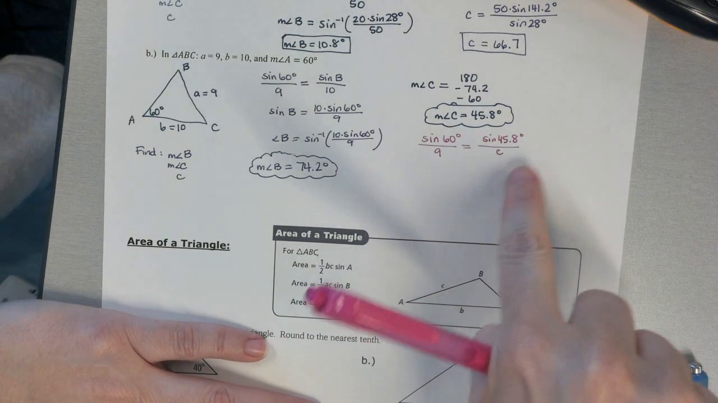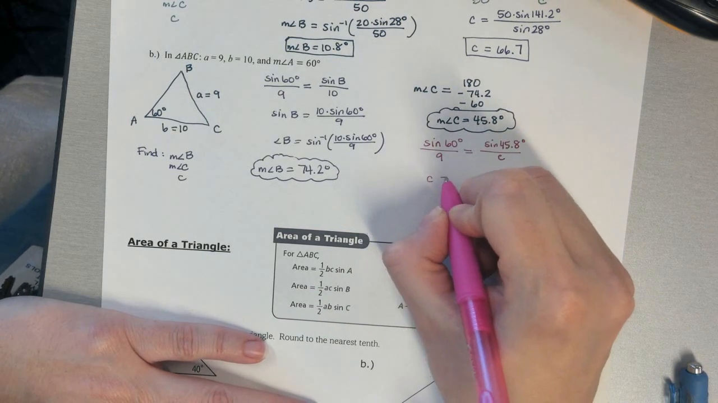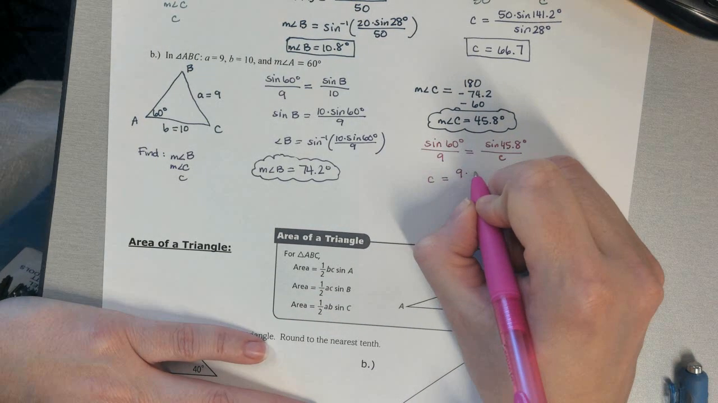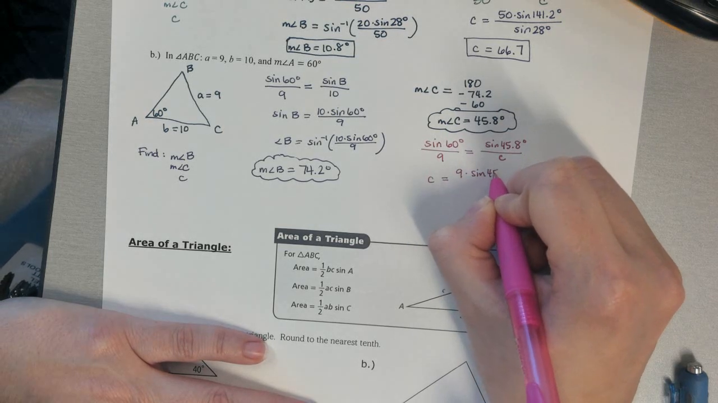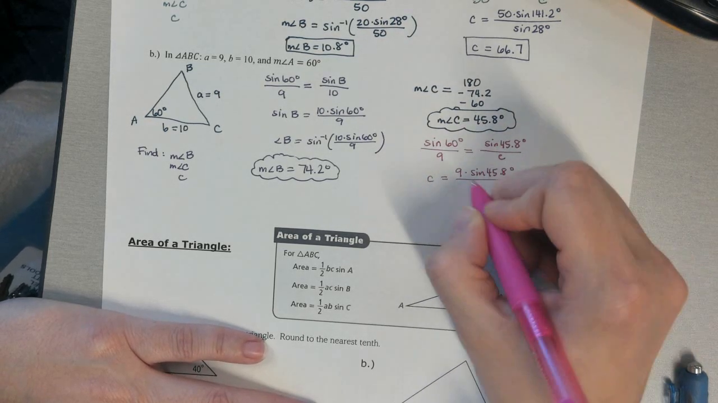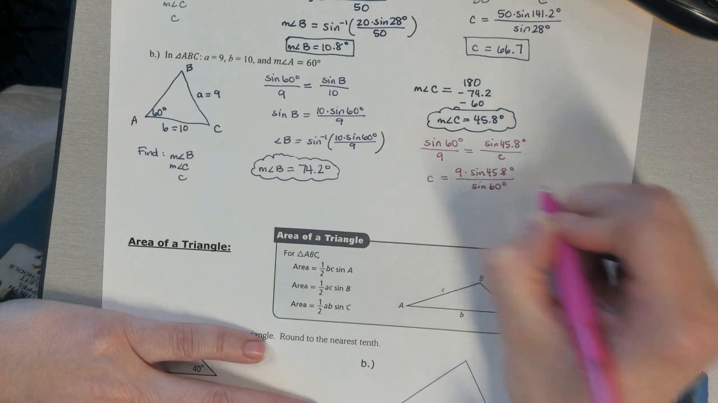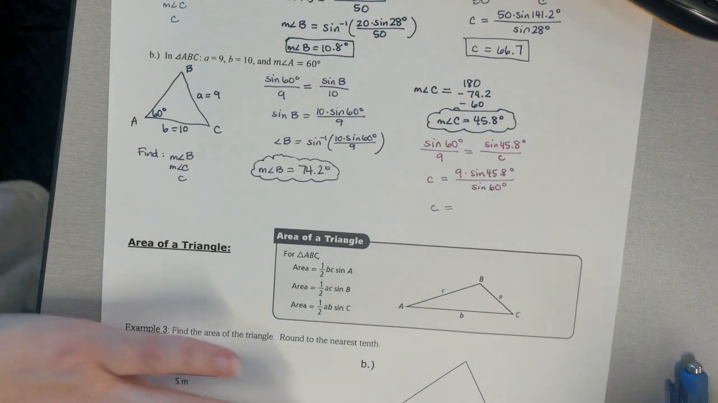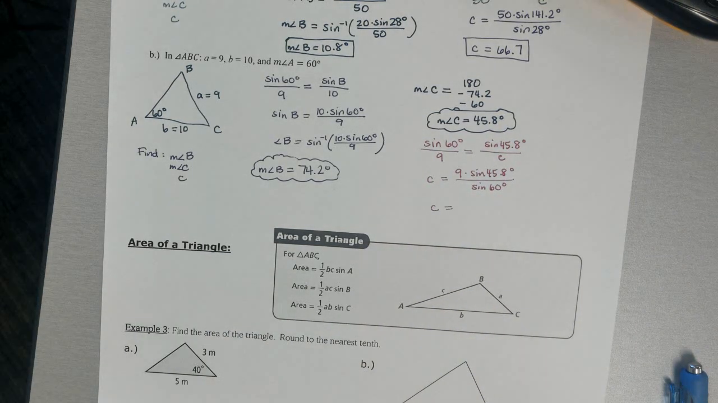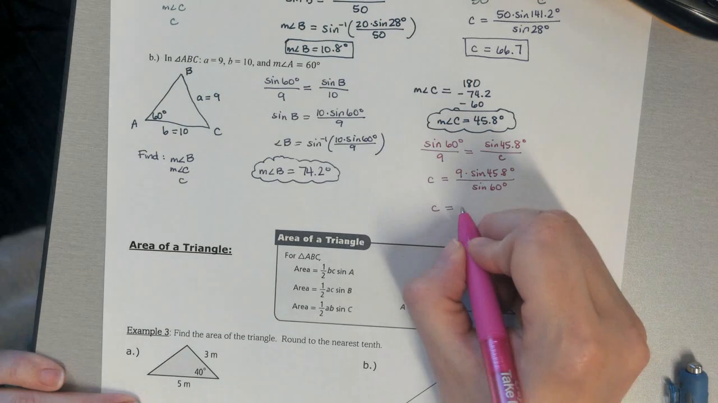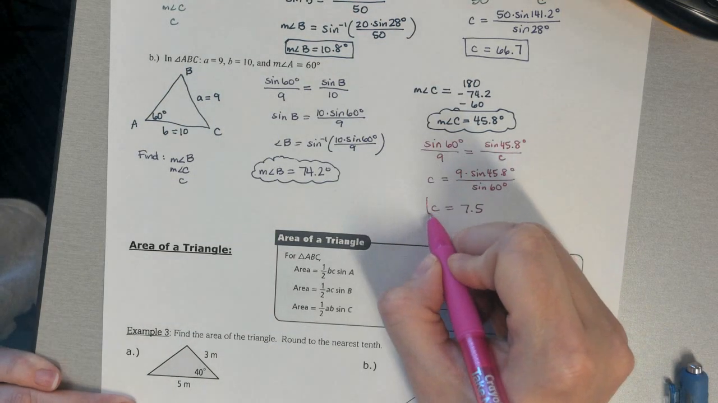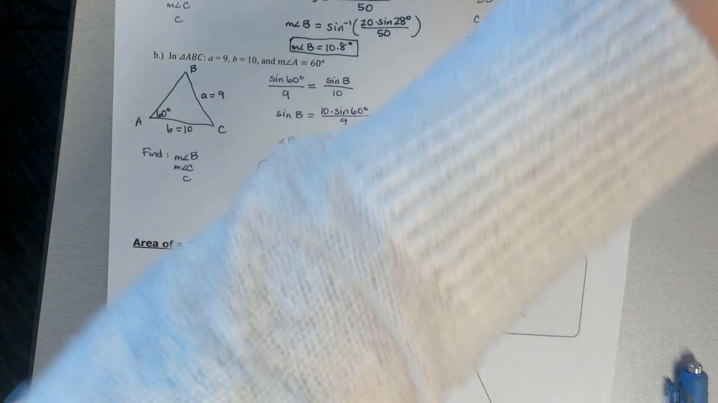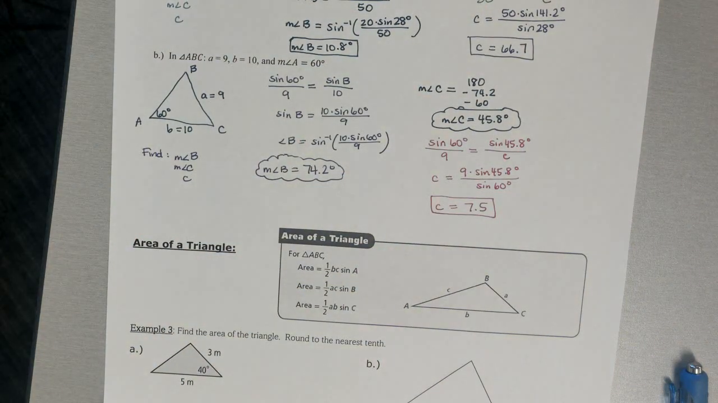Now, when you're not finding an angle, do not use an inverse. The inverse is to find the angles only. And then we are just continuing to round this to the nearest tenth. So what did we get for that one? Yeah, great, 7.5. All right, what questions do you guys have for me about law of sines here?